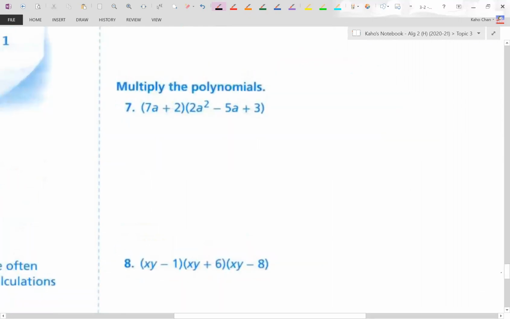Let's deal with that. Number 7, you can throw in a box, or you can just do the distributive property multiple times. Let's do the distributive property. I want to show you a technique here. 7 times 2 is 14, a to the third. That's my first product right there. Let's keep going here. Minus 35a squared. And then my next distributive is plus 21a.